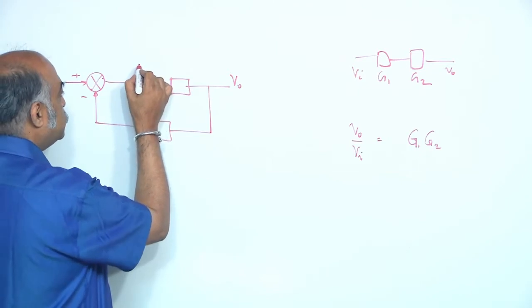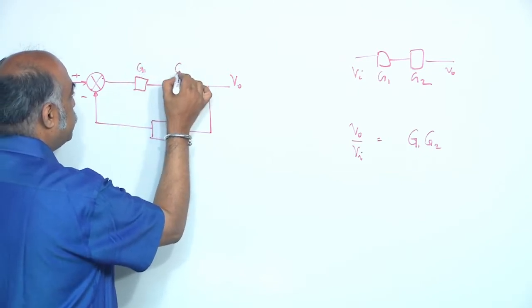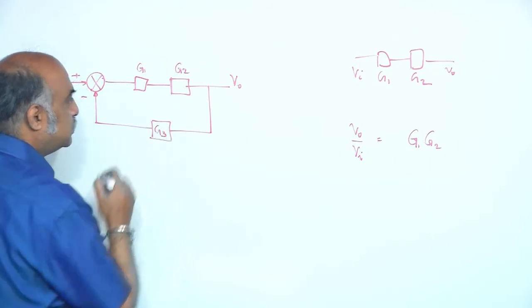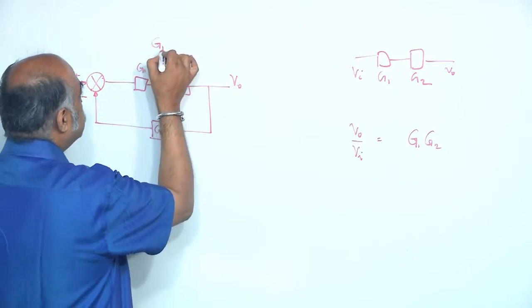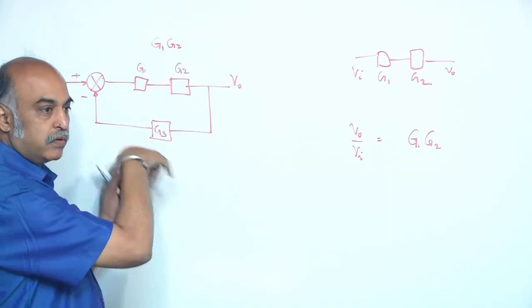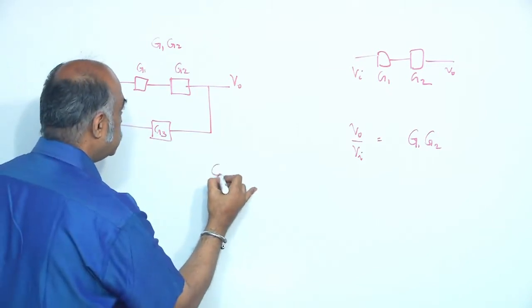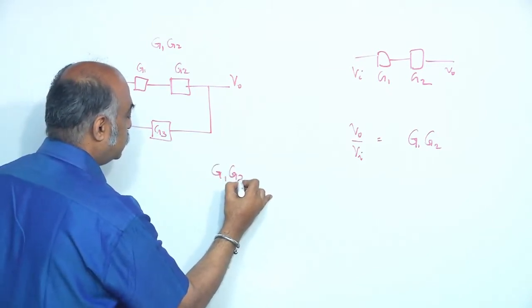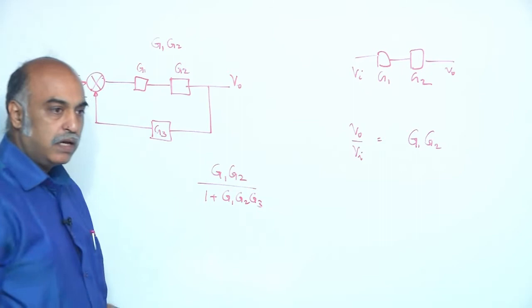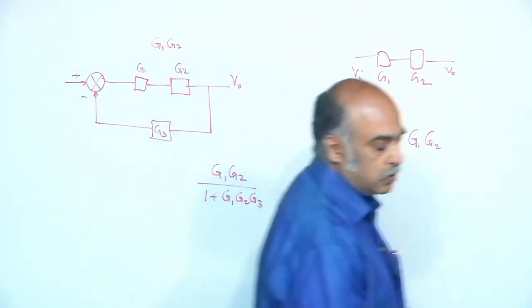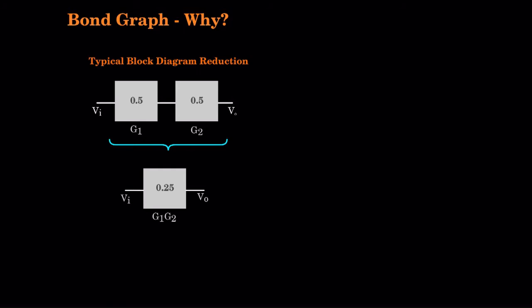So, let us say I call this one G1, G2, G3. This is G1, G2. With feedback, you will say this is G1, G2 divided by, like that. So, we are familiar with all those rules and block diagram algebra. Given a particular set of sequentially aligned blocks, you will be able to reduce it into a single block.